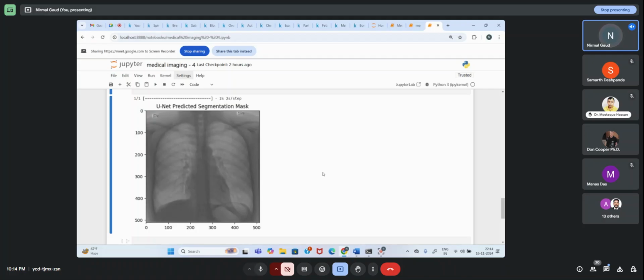Okay, sir. And the meaning of striding is just how much information we want to take from the image.